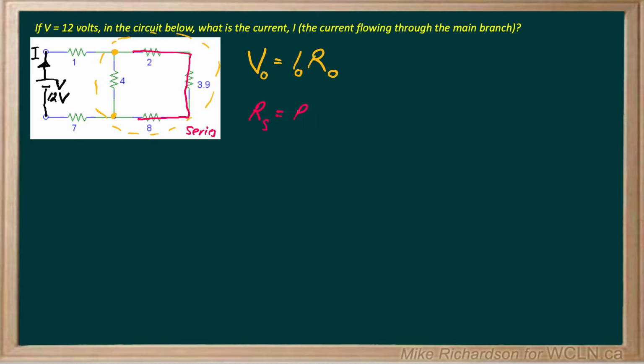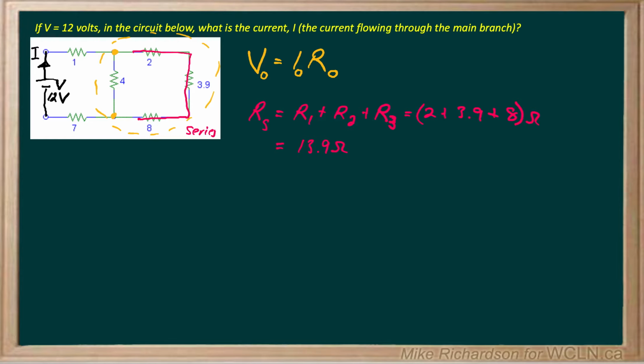Now in series, we add them up. R1 plus R2 plus R3, however many there are in series. In this case, there's only the 3. Doesn't matter which is which. So we just add them up. 2 plus 3.9 plus 8. And that'll give me ohms. So we end up getting our series section is 13.9 ohms.